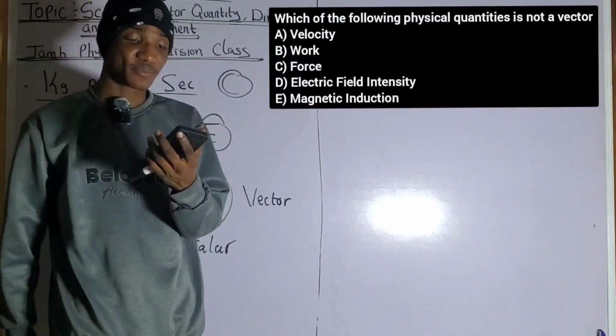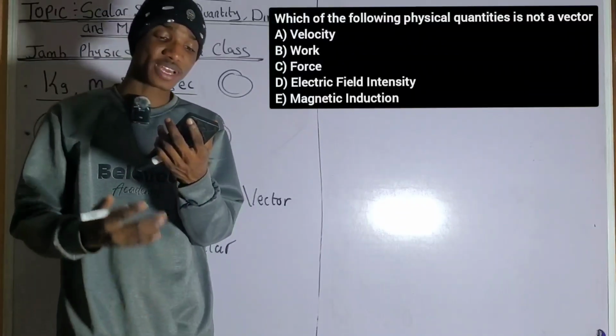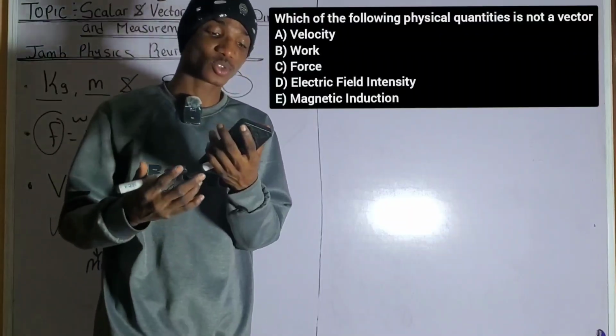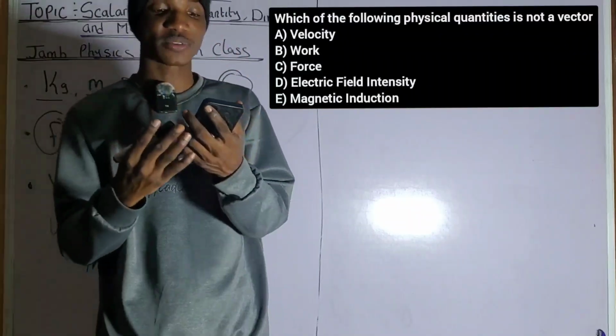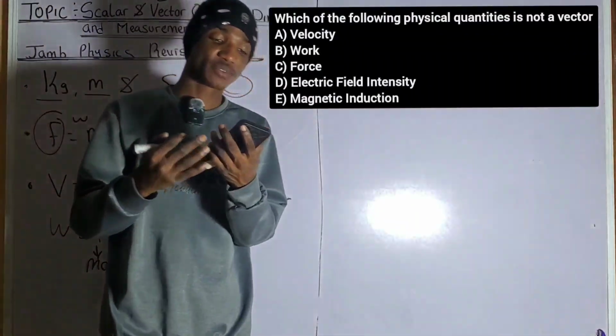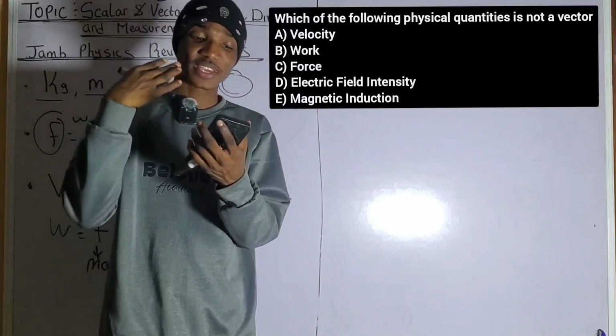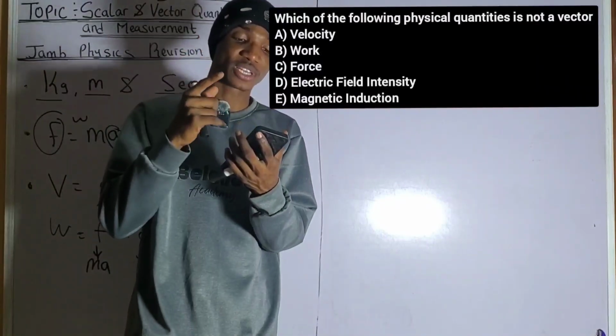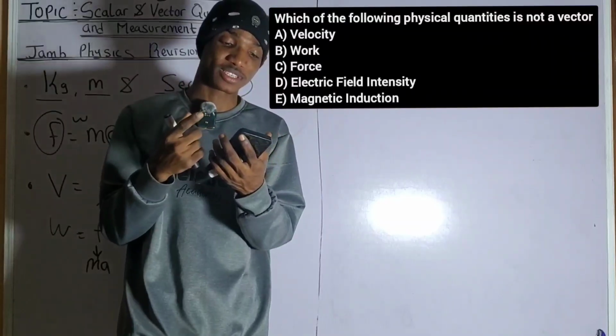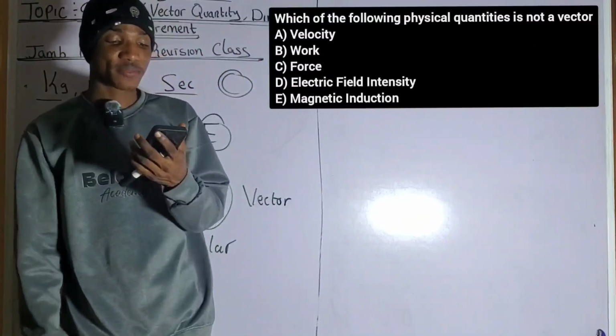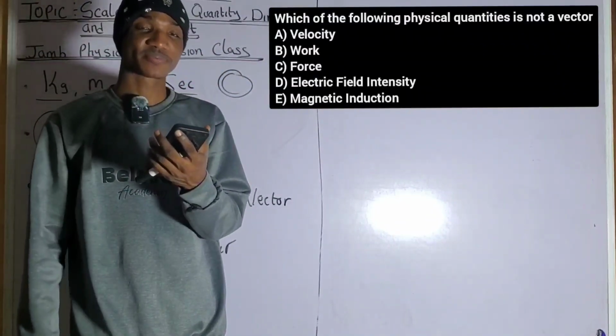And also we have electric field intensity. That is also what? A vector quantity. Electric field intensity, and magnetic induction or magnetic field, are also vector quantities. The only option that is not a vector quantity is work. Do you understand? Okay, now let us look at the next question.